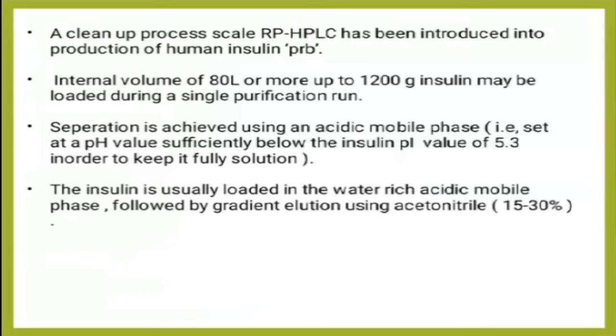Next, the purification process. A cleanup process, scale RP-HPLC, has been introduced into production of human insulin PRB. RP-HPLC means reverse phase high performance liquid chromatography, and in this process, with an internal volume of 80 liters or more, up to 1200 grams of insulin may be loaded during a single purification run. Separation is achieved using an acidic mobile phase that is set below the insulin PI value. PI value means isoelectric point of insulin, below 5.3, in order to keep it fully in solution. This insulin is usually loaded in the water-rich acidic mobile phase, followed by gradient elution using acetonitrile, that is 15 to 30%.